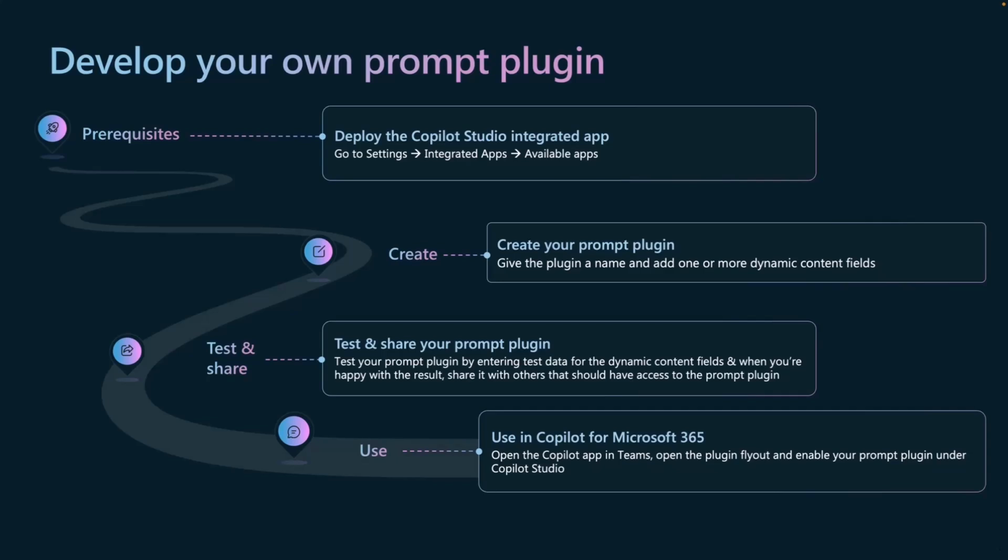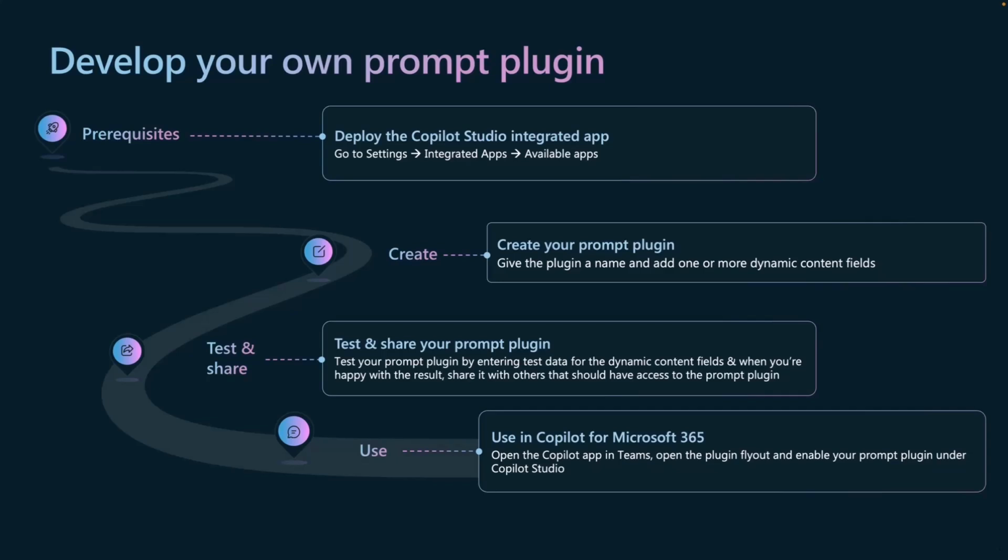Next, you want to create your prompt plugin. So you need to give the plugin a name and add one or more dynamic content fields. Next, you can test your prompt plugin, and you can do that inside of the prompt builder that you use to create your own plugin. Next, you also want to share your prompt plugin, because whenever you have tried it out already and you're happy with it, you want other coworkers to also use your prompt plugin. You can do that through the sharing menu.